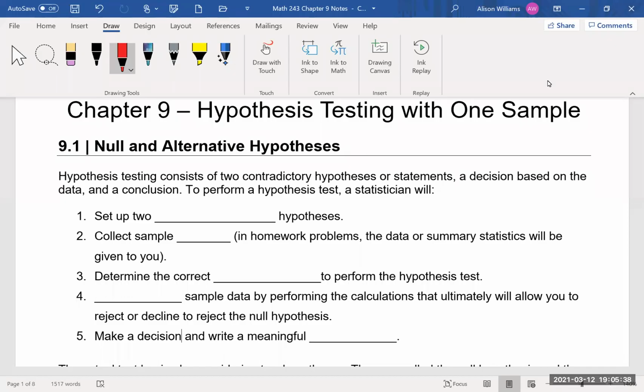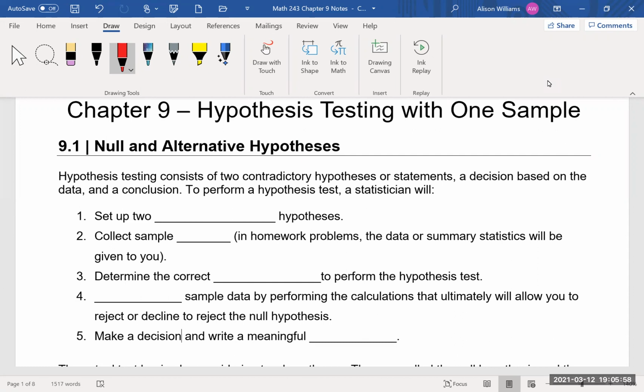In this video, we're going to talk about the null and alternative hypotheses. So we are entering the chapter on hypothesis testing. And we're going to talk about one specific type of hypothesis test. If you move on in statistics, you would actually learn that there are a lot of different hypothesis tests.